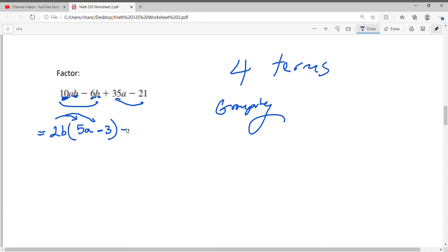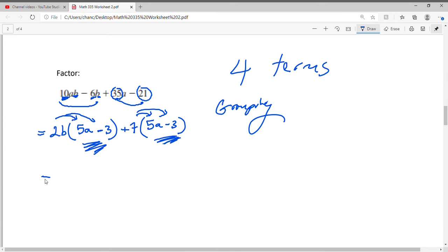Now for the second part, I want to decide what to take out. They both share something in common, and that's a 7. So let's pull out a positive 7. Now, there's a reason I'm using a positive 7 is because I want the leftovers to be a 5a minus 3. If this was different than this 5a minus 3, I would be stuck.